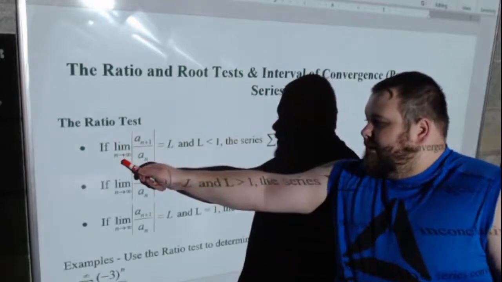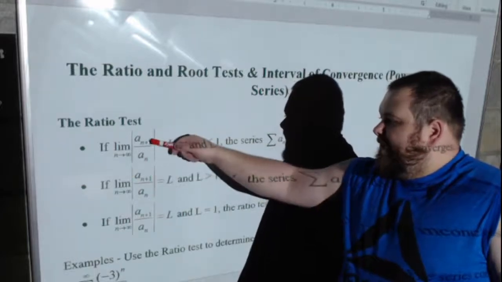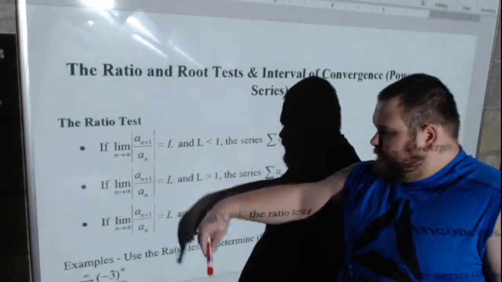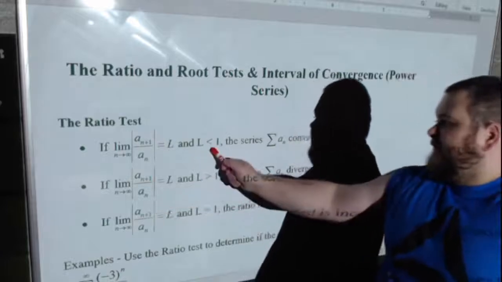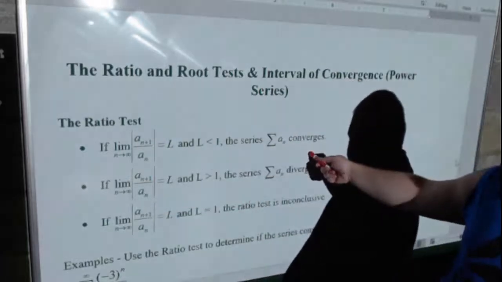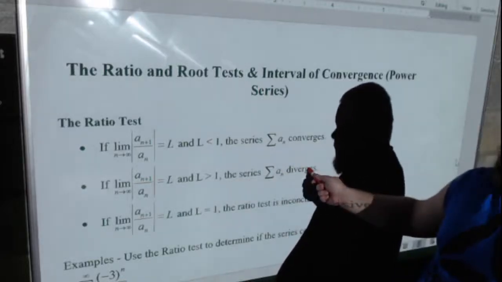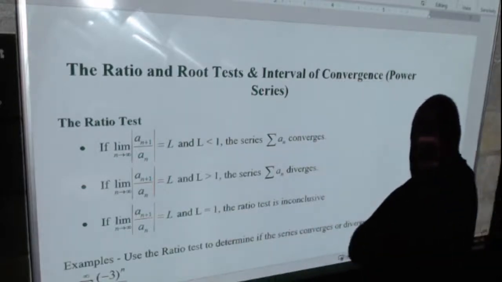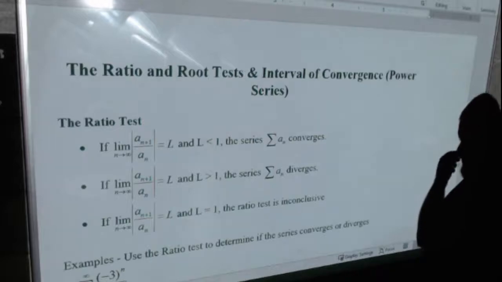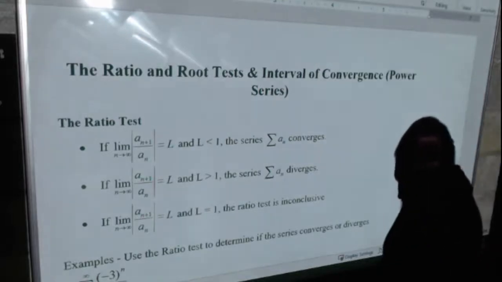So we have to have the limit as n approaches infinity. We have to have an absolute value, a sub n plus 1 over a sub n. And in all three cases, we get some number out of it. If that number is less than 1, converge. If it's greater than 1, diverge. And if it's equal to 1, we can't do any more. So let me try a few of these and see if they make sense.